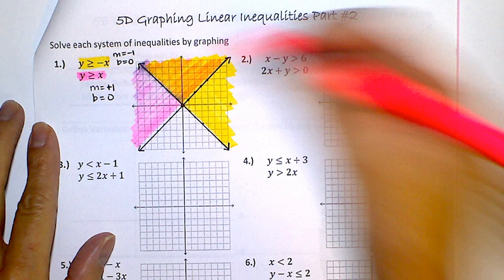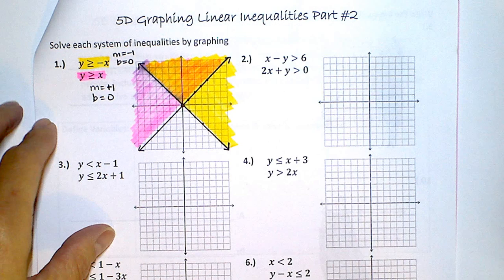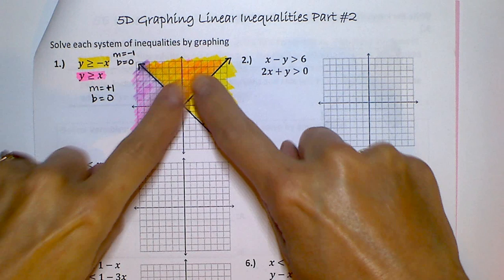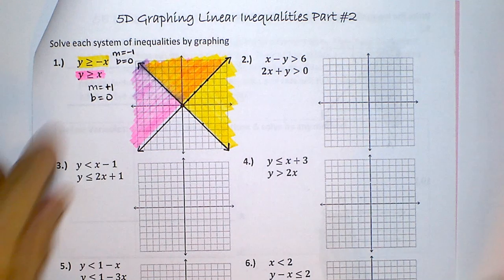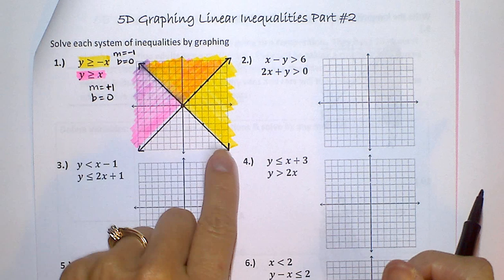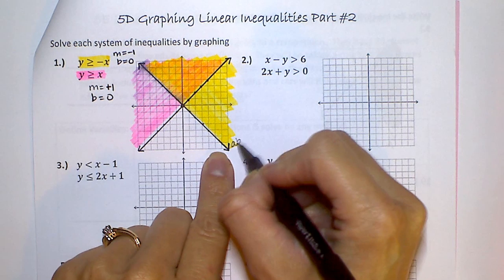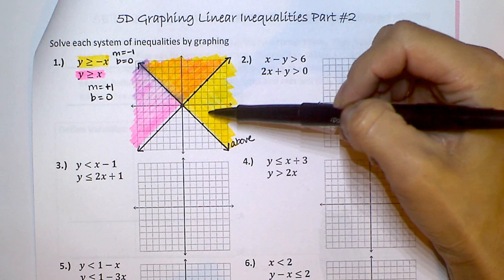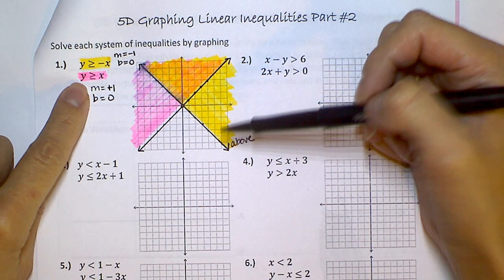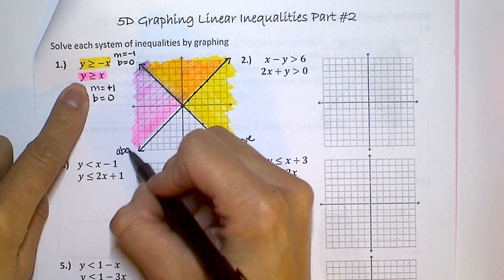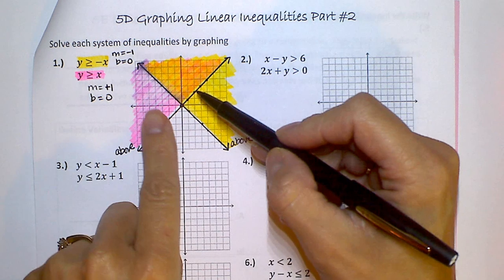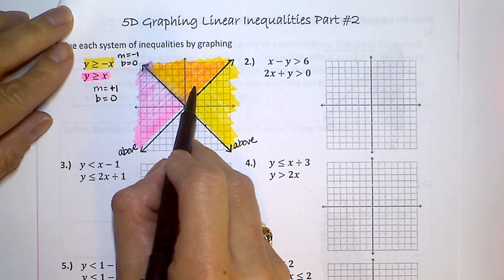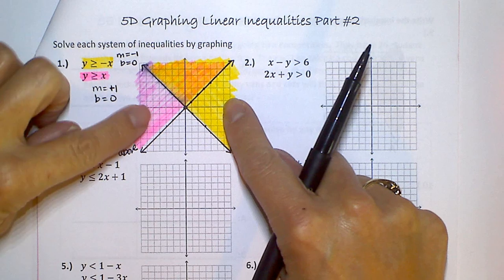And the solution for this graph is where the two colors overlap. So my first line, this one right here, I needed to shade above this line. So it was everything up here. For my second graph, I also needed to shade above, so it's everything here. Well, my solution is where the two colors overlap, and you can kind of see where it's a little bit orange. So yellow, pink, and then where they overlap is orange.